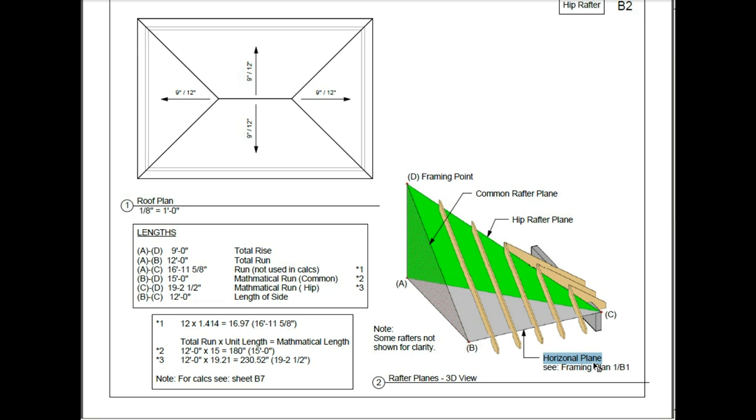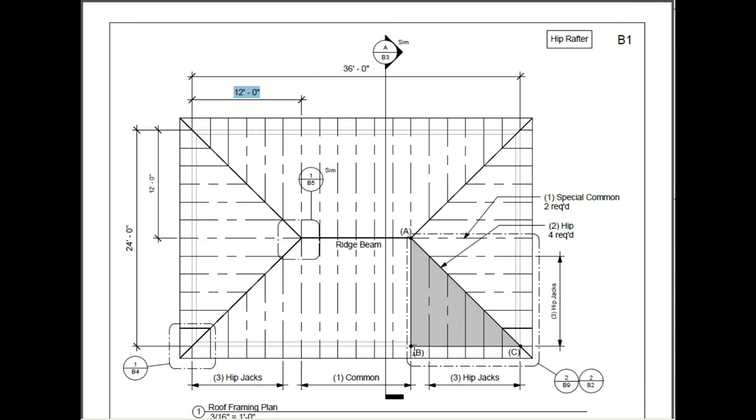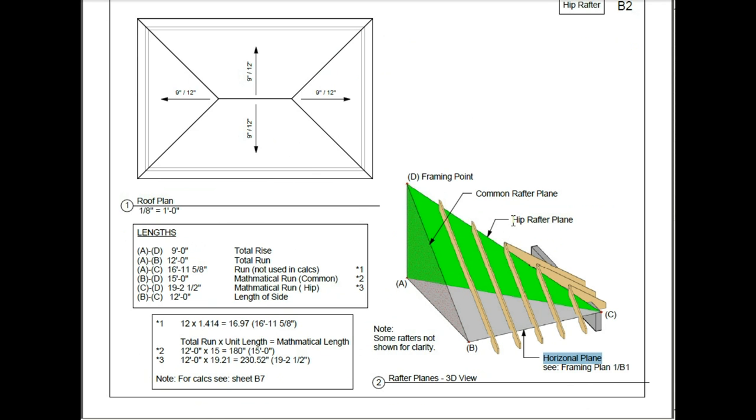The horizontal plane of our 3D drawing, you can see that on the roof framing plan, is indicated in gray. Point A, point B, to point C. In the hip rafter plane, which goes at a 45 degree angle, this is indicated in green, goes from point C to point D, making up the mathematical run. You'll see that on the roof plane as indicated. These are the hip rafters.